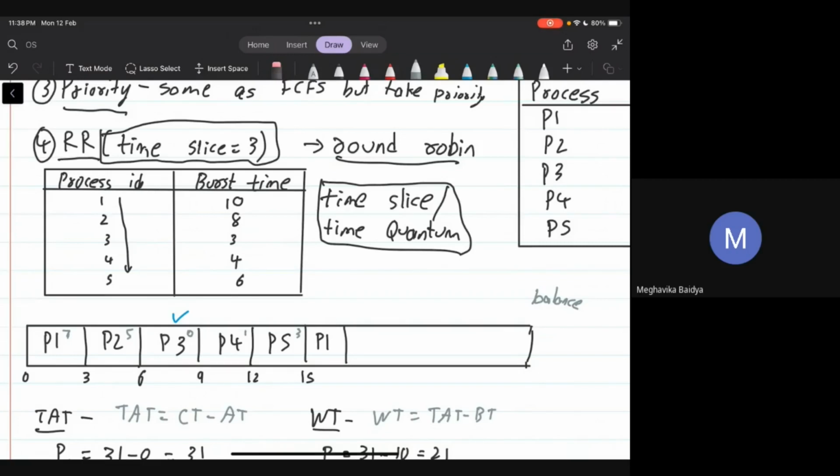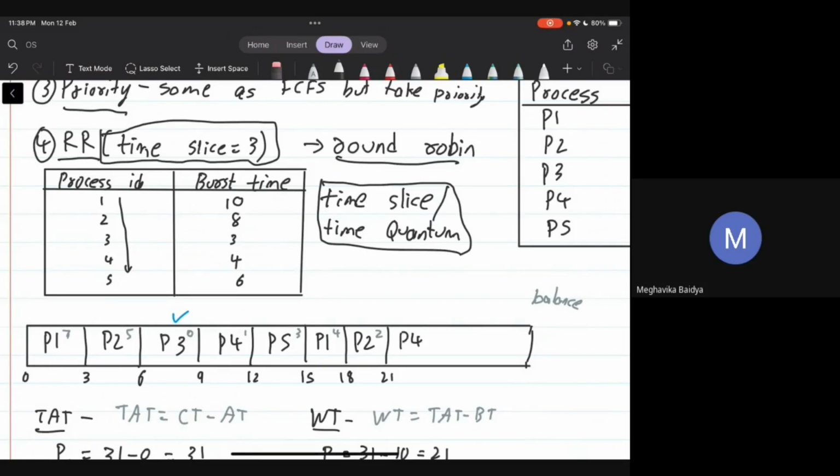Understood. And then now P1, how much was left? So 7 was left. 7 minus 3 is 4. The 4 will be left here and you will write 18. And then you do P2. For P2, 18 plus 3 is 21 and 5 minus 3, 2 is left. Now, if you see P3 already got over, so it won't repeat again. You will directly go to P4 now.